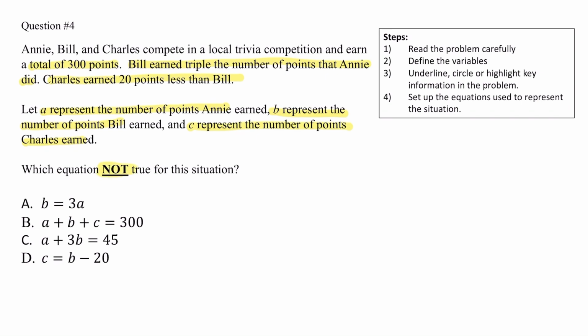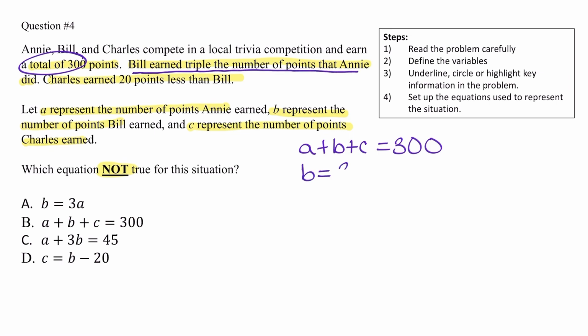So what I'm going to do is write these equations on my own, and then I'm going to look at the answer choices. So they have a total of 300 points. So that means that A plus B plus C equals 300, right? And then in the next sentence, it tells us that Bill earned triple the number of points that Annie did. So that means that B equals 3A. And then in sentence 3, it says that Charles earned 20 points less than Bill. So that means the number of points Charles earned equals the number of points Bill earned minus 20. So these are my 3 equations that will represent this system.